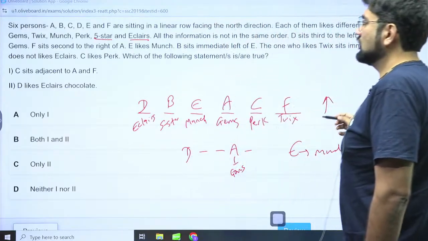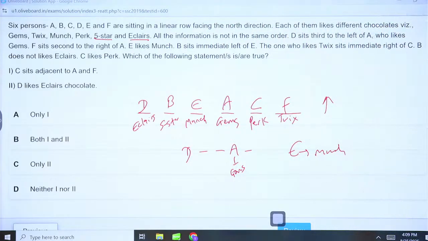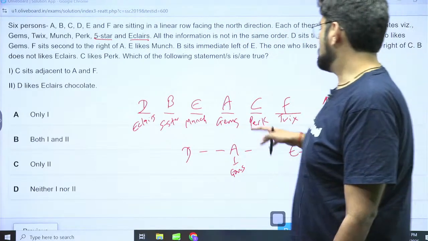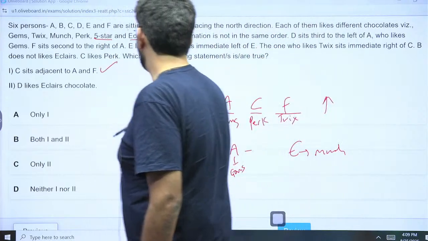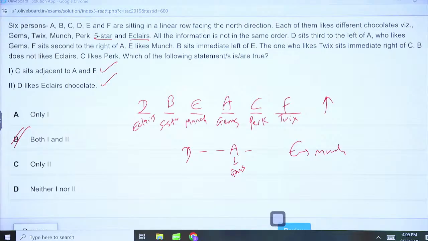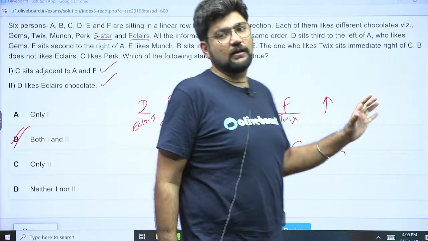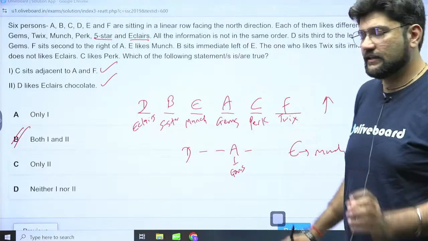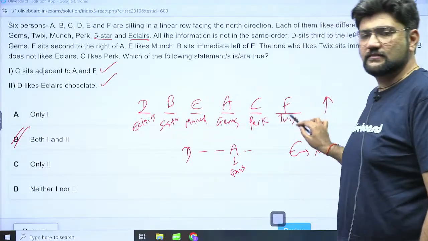Everything is arranged. The question is asking which of the following statements are true. C sits adjacent to A and F, absolutely right. D likes Eclairs, absolutely correct. So both 1 and 2 are the correct answers. Not a very difficult question, absolutely easy, but a lot of people end up making the table here. Don't do that. You can do it. Even if I draw the table here, I'll still get these answers.